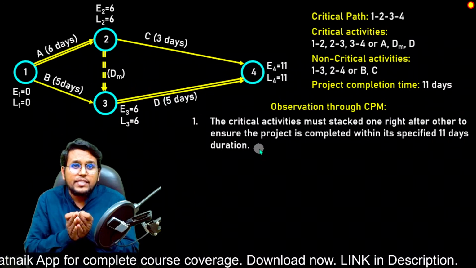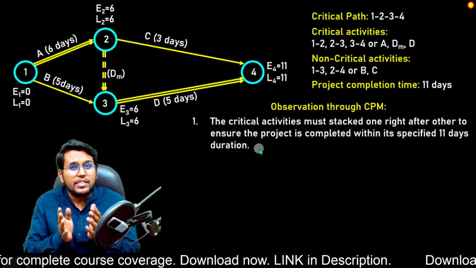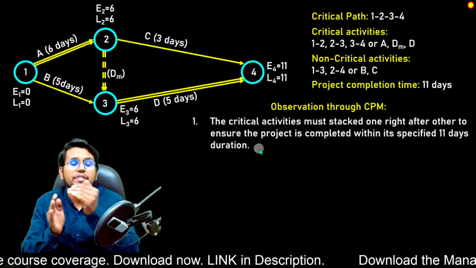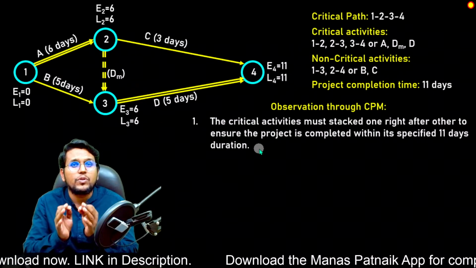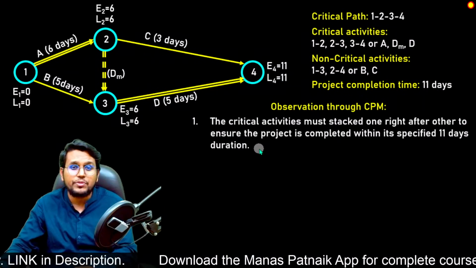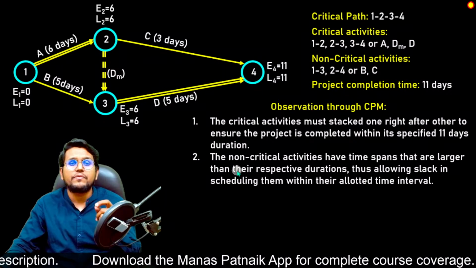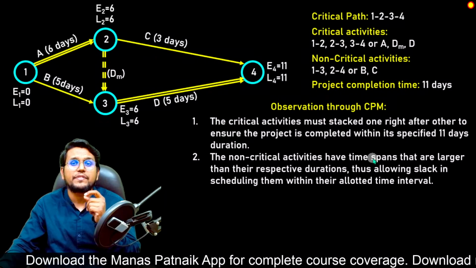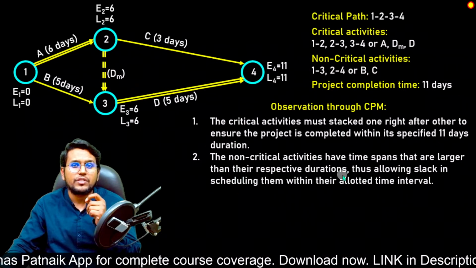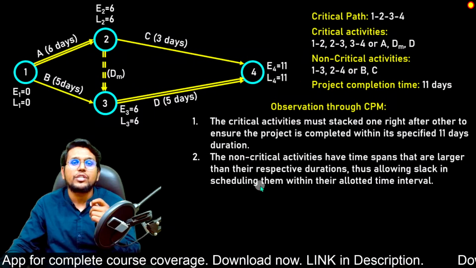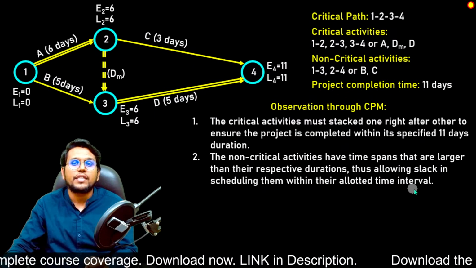So as we said, critical activities cannot be delayed, so they must be stacked one after another. If not, then our project time is going to be delayed. That is one thing we observe. The next thing we observe is that the non-critical activities have a time span larger than their respective duration, thus allowing slack in scheduling them within their allotted time interval.